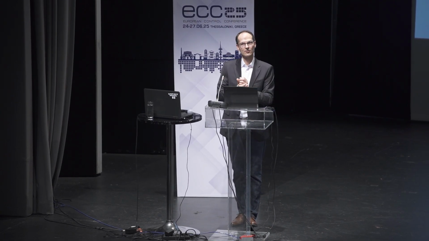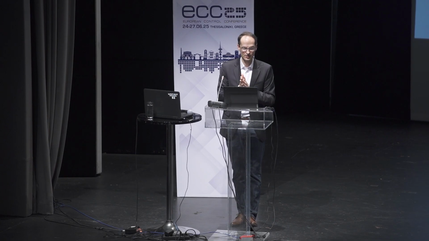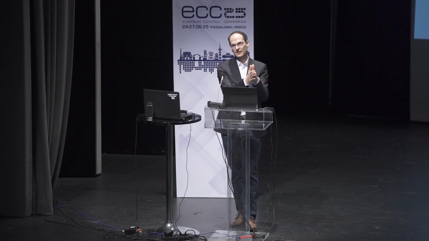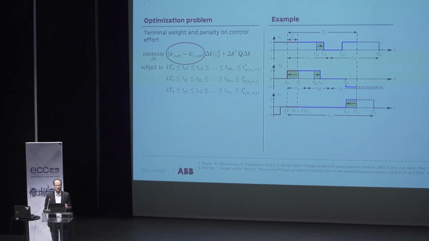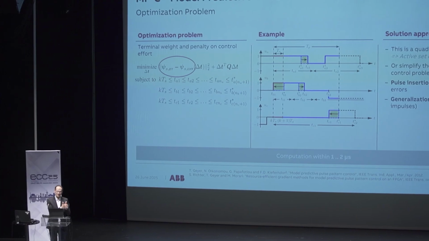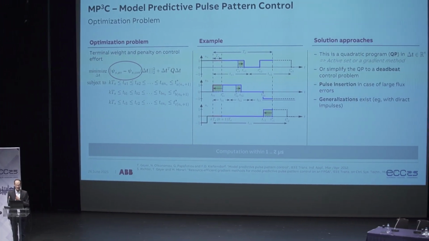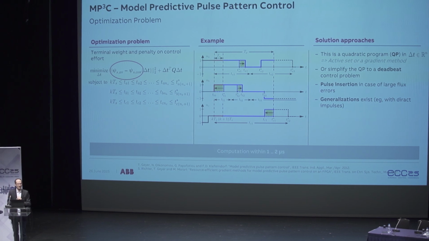You will also have a penalty on the amount by which you change your switching. And you need to make sure that one switching transition comes after another one, so you end up with this quadratic program. The decision variable is the switching time modifications, and you can use an active set method, maybe a fast gradient method to solve this. You can also simplify it by using a deadbeat method. Whatever you do, you should aim for a computation time in the range of microseconds. So if it takes you 50 microseconds or 100 microseconds, this will be way too slow.